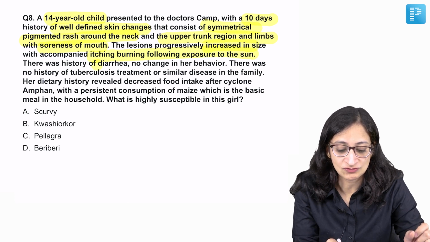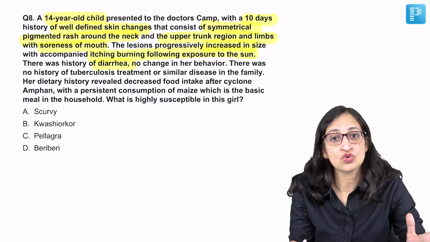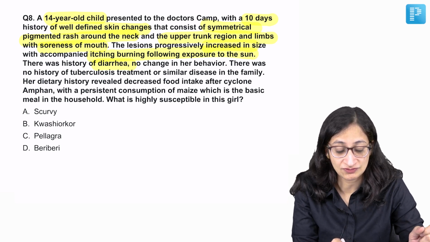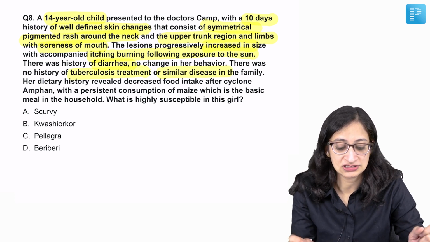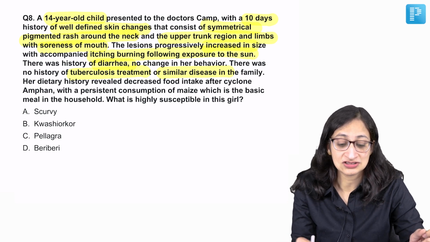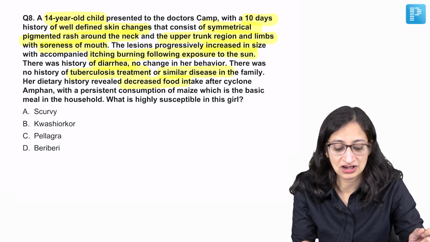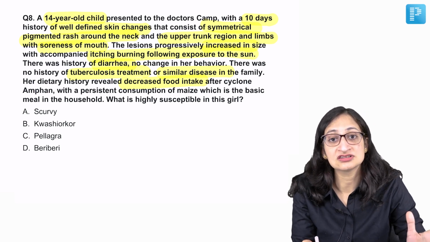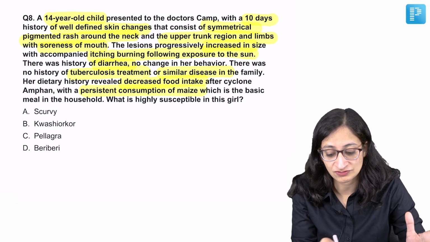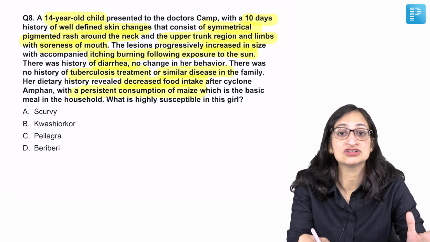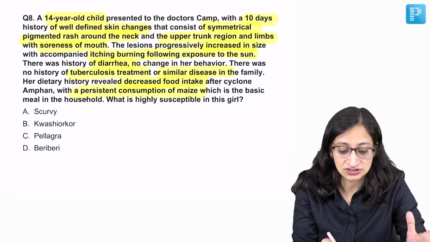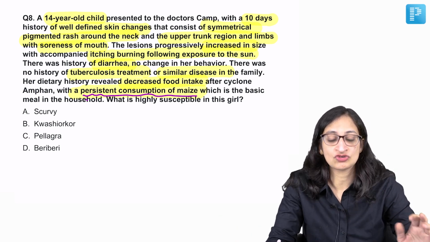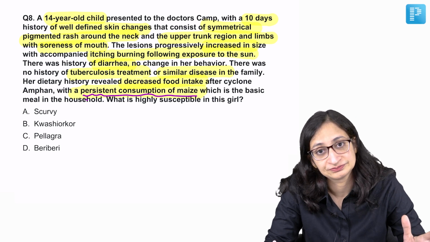Apart from that, there was a history of diarrhea, but there is no change in behavior. There was no history of tuberculosis treatment in the family, or similar disease in the family. Her dietary history revealed decreased food intake after cyclone Amphan, a natural calamity, with a persistent consumption of maize. That is a very important point that needs to be highlighted. Persistent consumption of maize is there, which is the basic meal in the household. So what is she highly susceptible to?